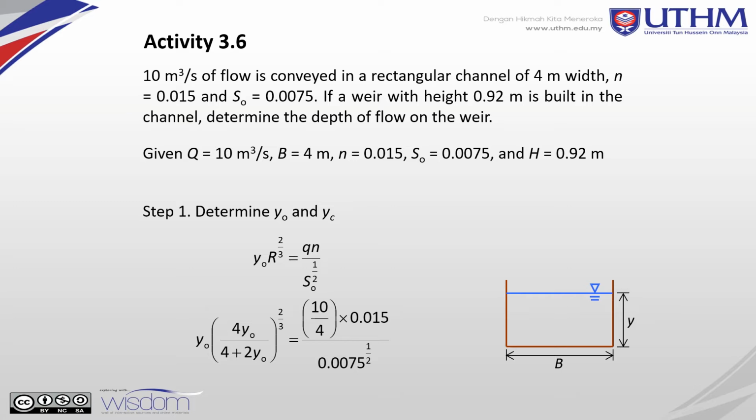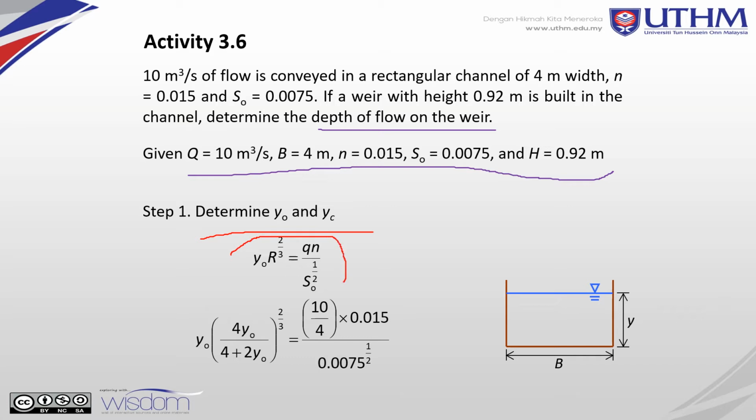Okay, activity 3.6, to find the depth of flow on the weir. Okay, this is all the parameters given. Step 1, determine y0 and yc. Because this is a rectangular channel, you use this equation for a rectangular channel.